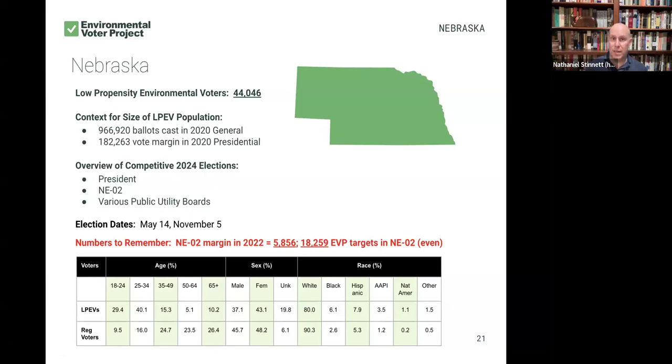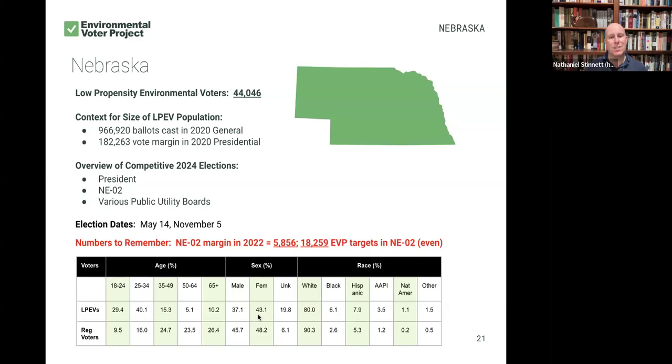If you go to our website, environmentalvoter.org/reports, you'll see one of our most recent reports is called Gray is the New Green. And it dives into a lot of this data showing how people 65 and older are now the second largest age group to care about climate and the environment after 18 to 34-year-olds.